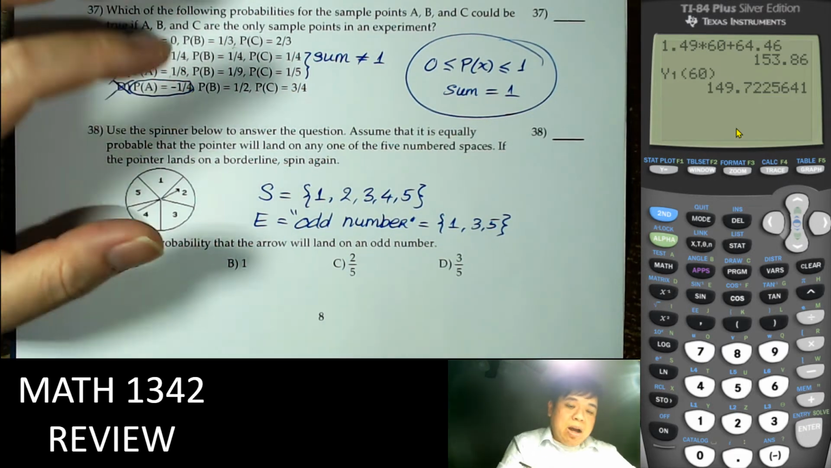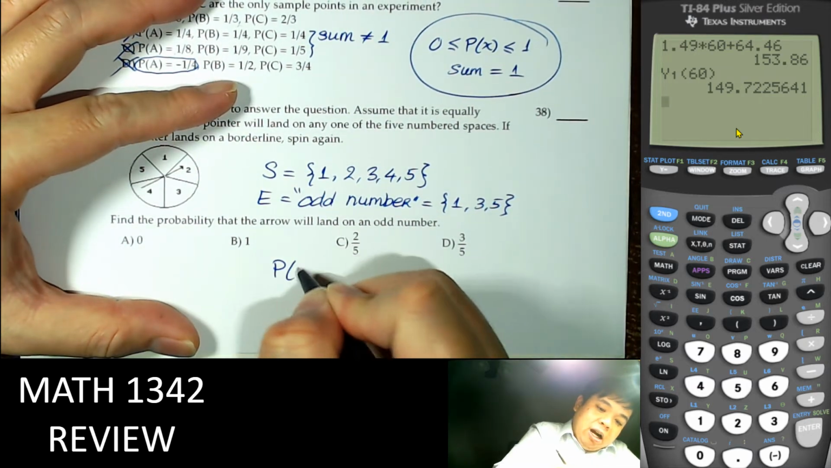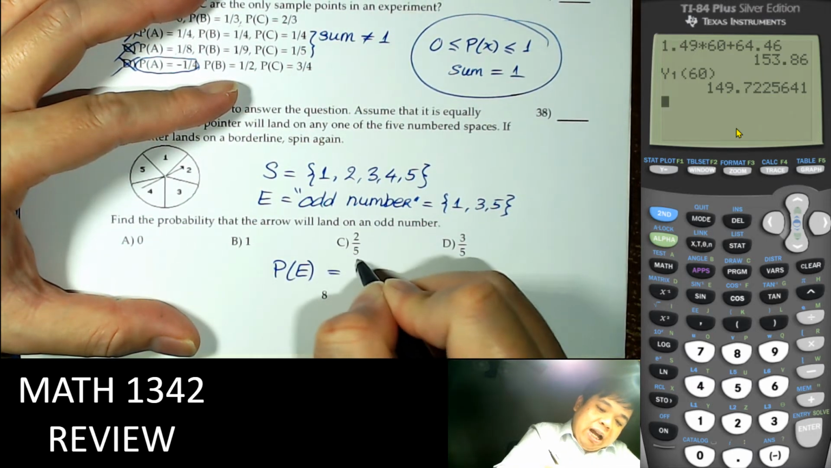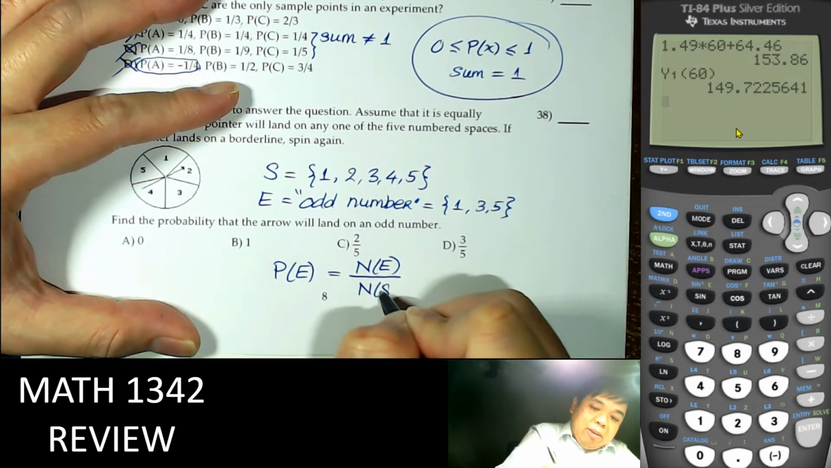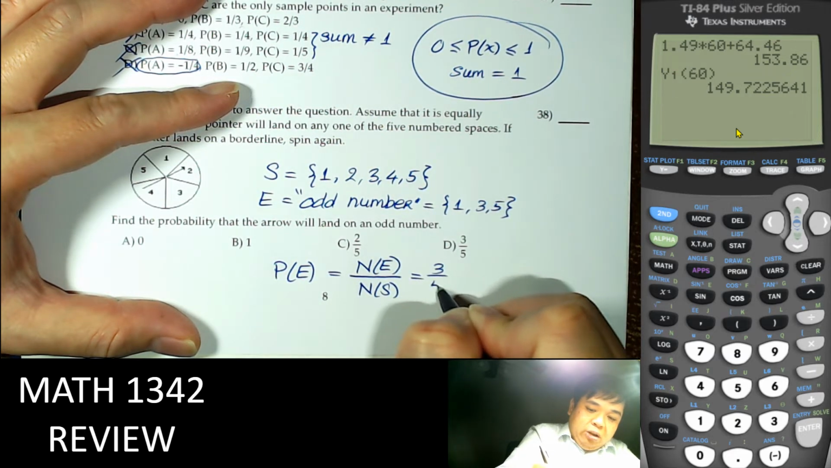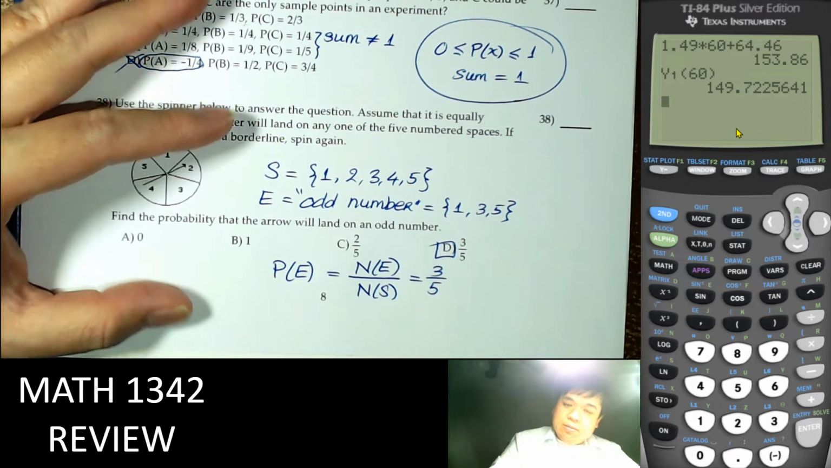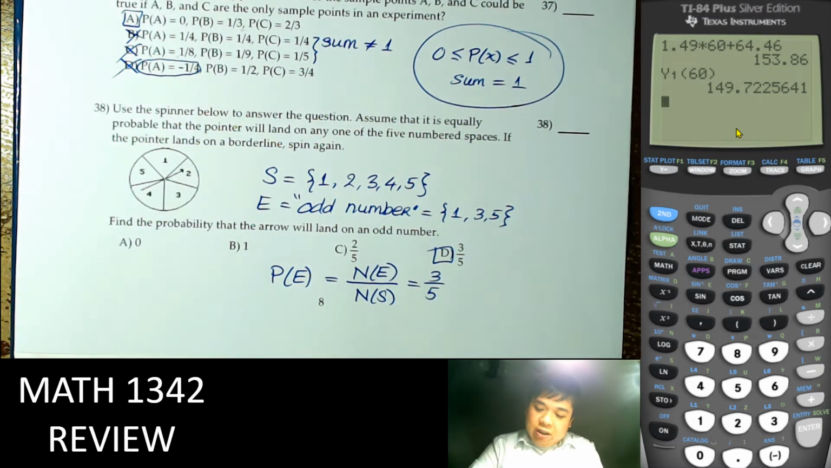And the most fundamental probability of an event is counting how many we have in the event divided by how many we have in the sample space. So this is 3 over 5. So that's very straightforward.